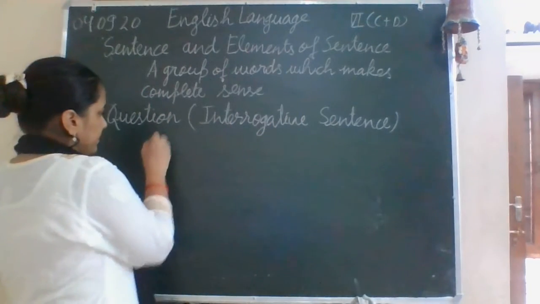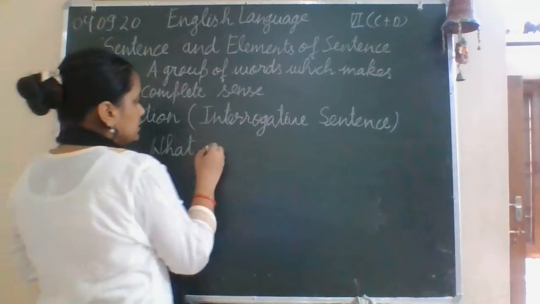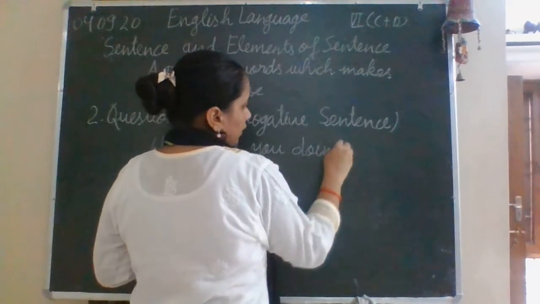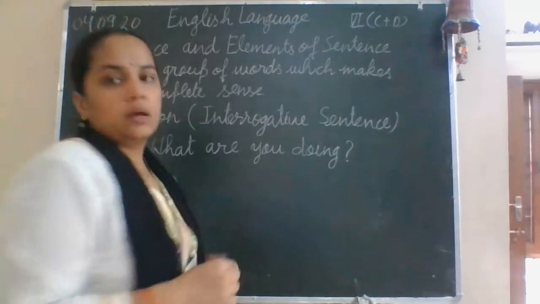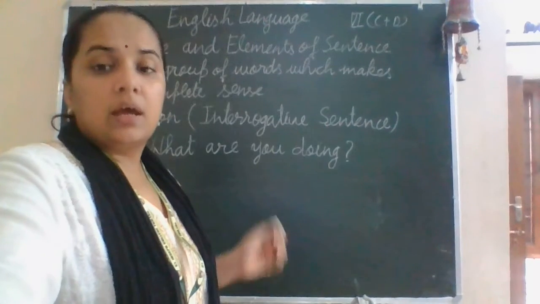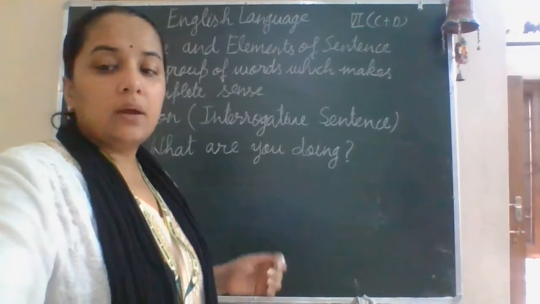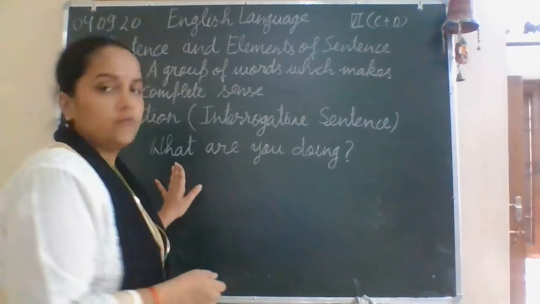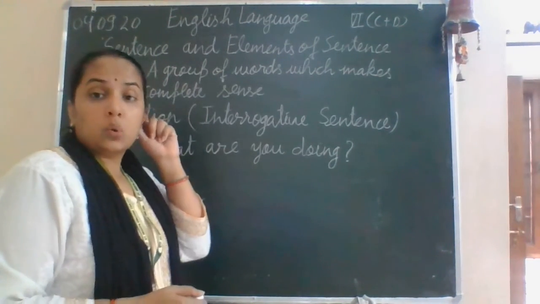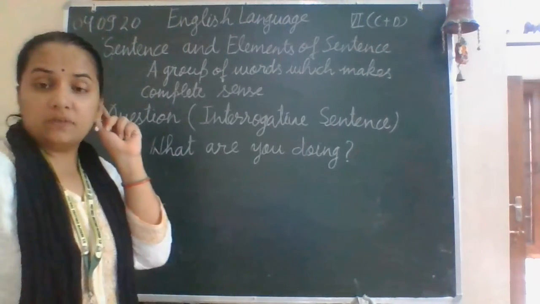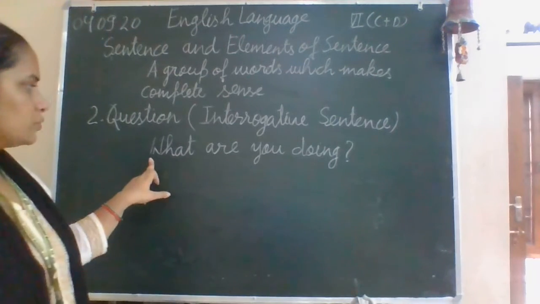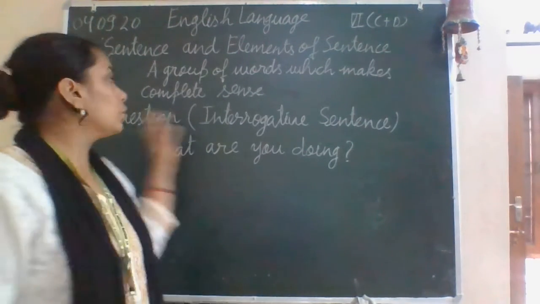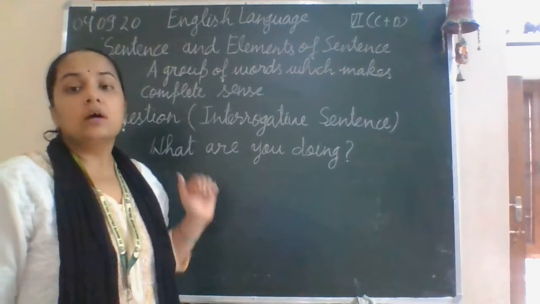So, for example, what are you doing? You can easily identify that it is an interrogative sentence. Why? Because here the sentence is starting with a question word. What is the question word here? What? And at the end I put a question mark. Also here the W is capital. Always remember, what is a question word and the W is capital. So it can be easily identified that it is an interrogative sentence or the question, because it is starting with a question word.